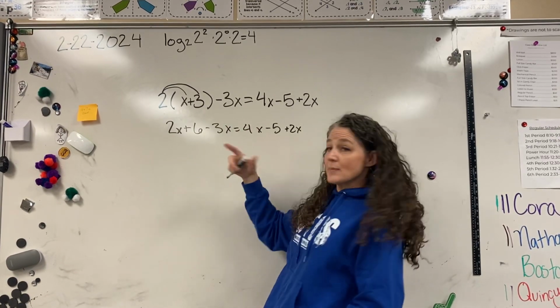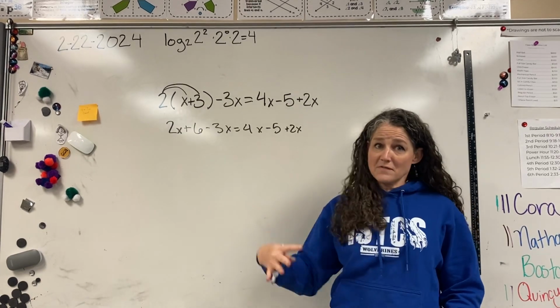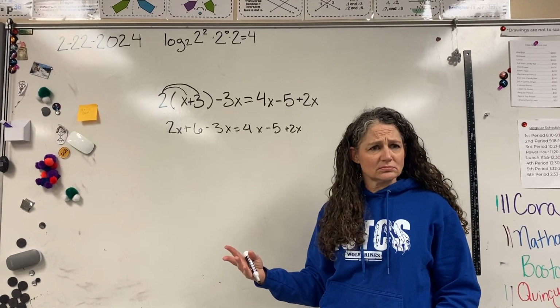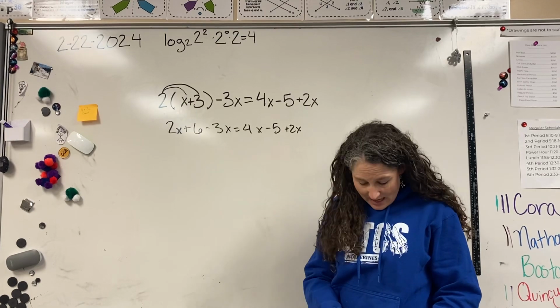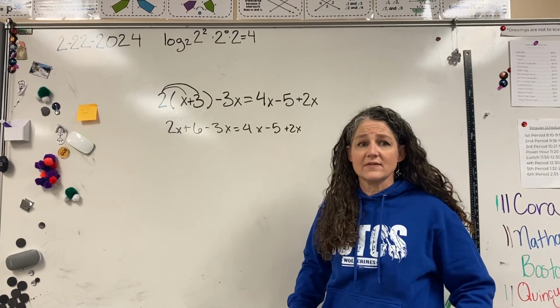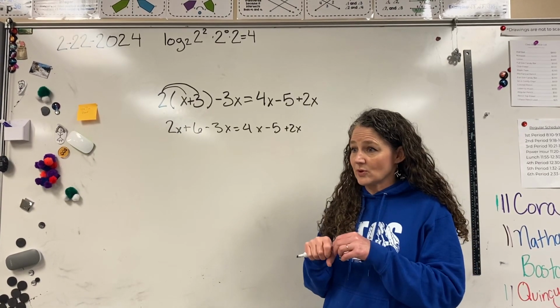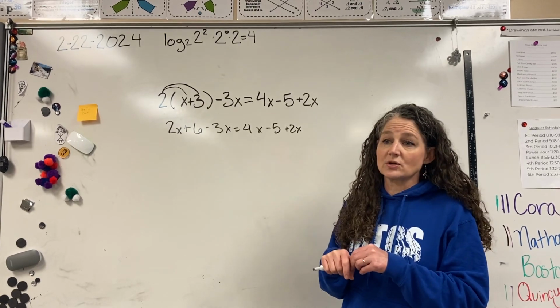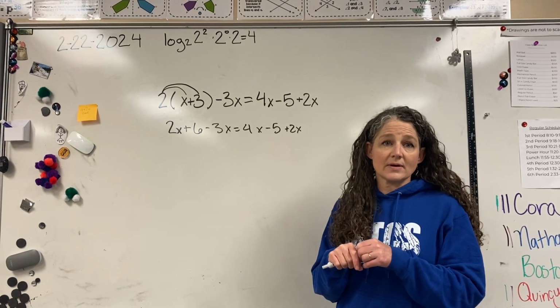Okay, now this step is the one that, for whatever reason, you guys don't like to do. You like to skip this step, and it's the step that will actually make your life the easiest. Do you guys know what step that is? What do I want to do next? What do I want to do next, Coulter? I want to combine like terms.